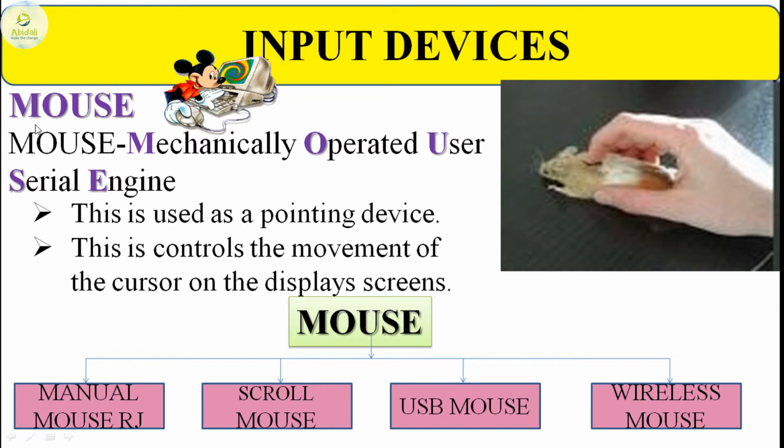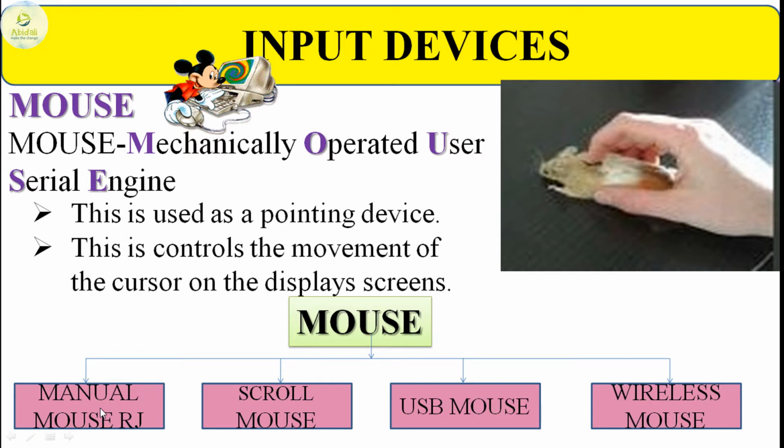The mouse stands for mechanically operated user serial engine, where each letter is changed with a color, so you can abbreviate it. The mouse is a common device used as a pointing device. It also performs some control on the movement of the cursor on the display screen, just like what we are showing you with the help of the cursor. There are different types of mouses that we will use.